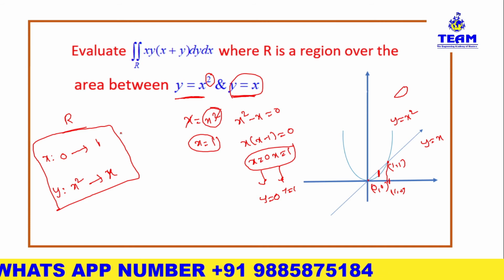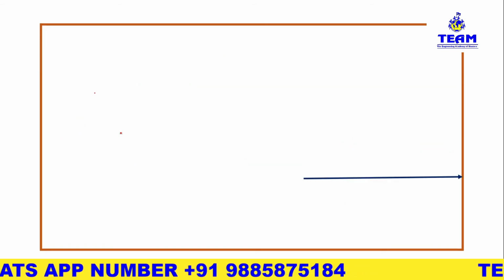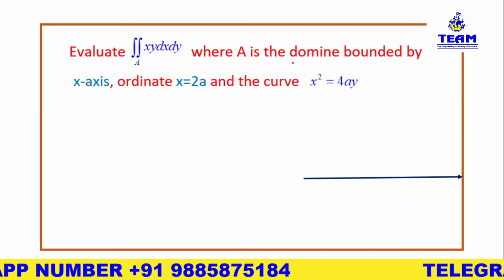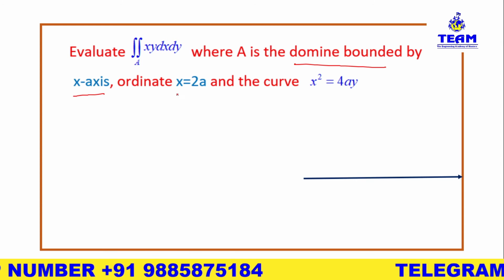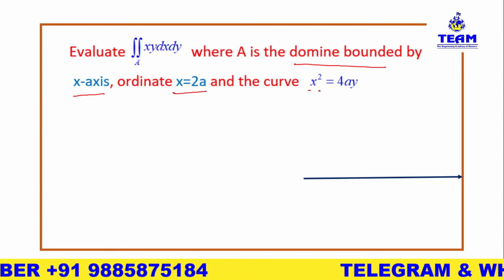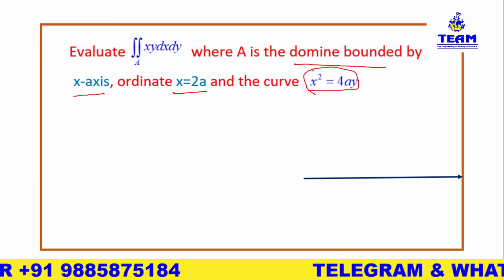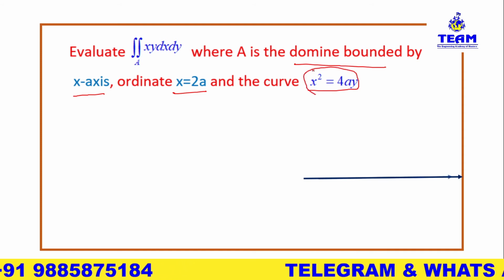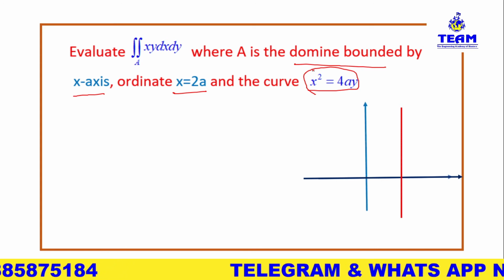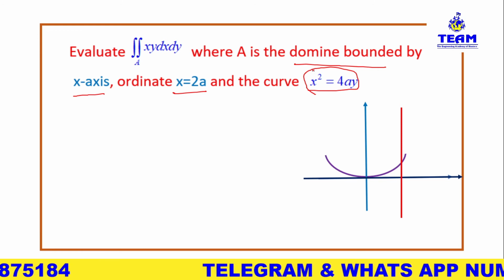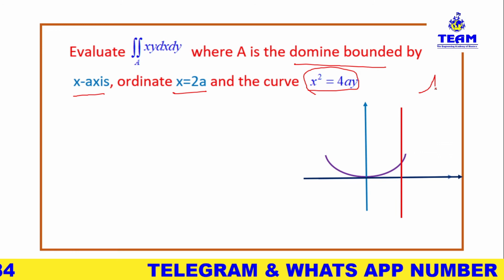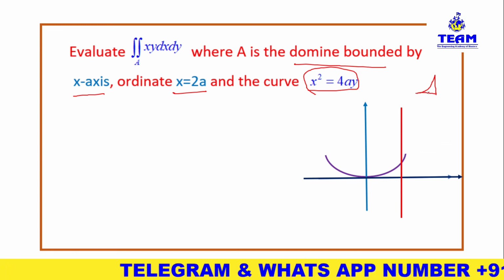Next, now what we discussed, the straight line was directly given. Sometimes here you observe friends, they are giving a region bounded by the x-axis, x is equal to 2a ordinate, which is parallel to the y-axis, and x square is equal to 4ay, a parabola. Now this is the x-axis, next this is the y-axis, this is the x is equal to 2a line, and this is the parabola we have, right? Now what is the region you want? This is our region. Clear friends, this is our region.